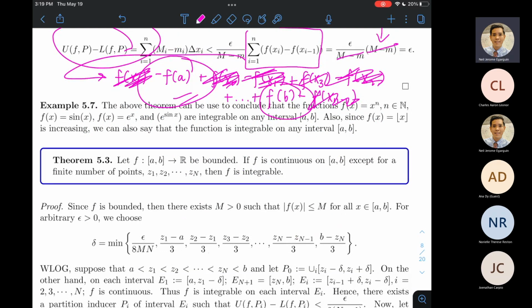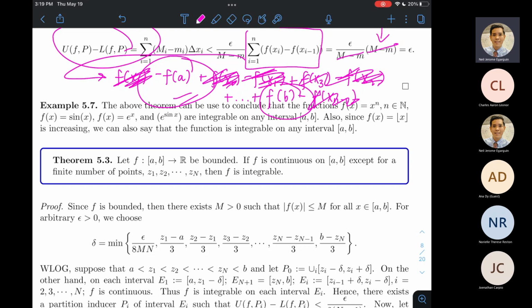Sige, hinga muna tayo ng konti. Absorb natin. Okay. Tingnan natin. Next result. So, dinadamihan na natin yung mga kailangan.